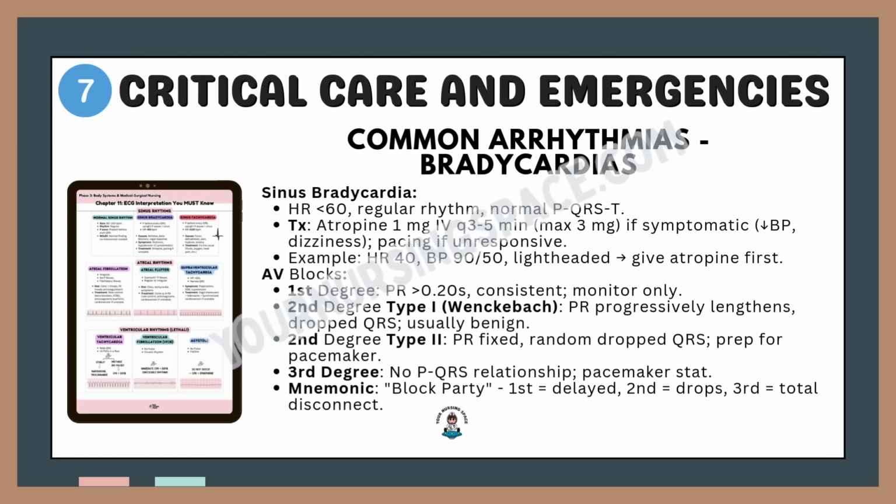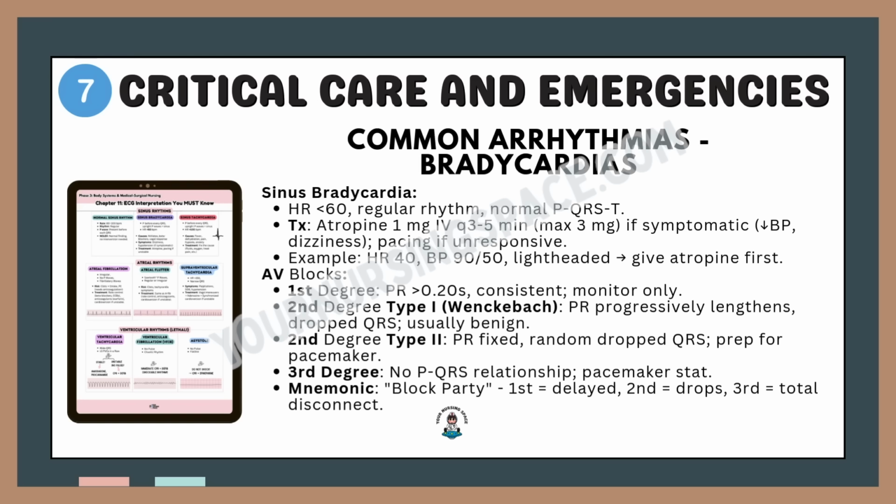Now let's slow things down with bradycardias. Sinus bradycardia is a heart rate below 60, but the rhythm stays regular with normal P, QRS, and T waves. If the patient's fine, you just watch. But if they're symptomatic, say heart rate 38, BP 88/50, and dizzy, give atropine. 1 milligram IV every 3 to 5 minutes, up to 3 milligrams max. If that doesn't work, pacing's next.